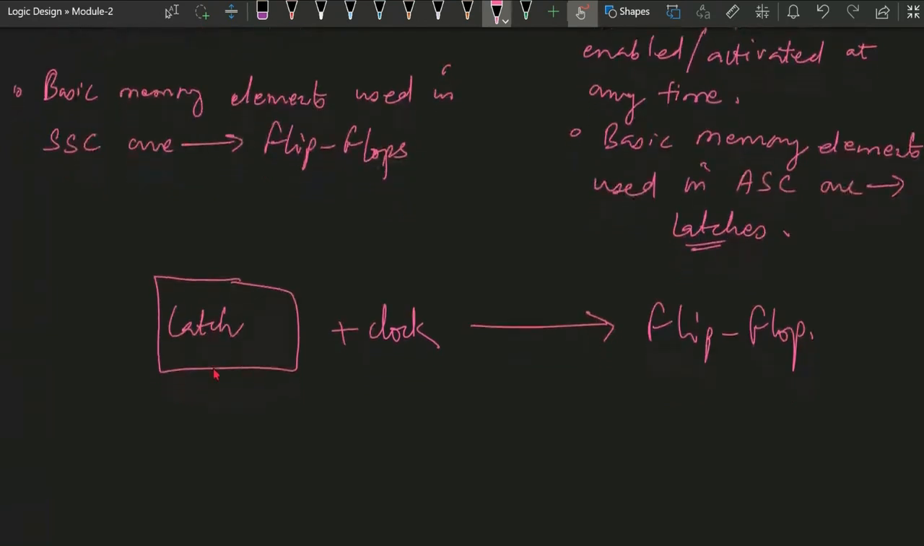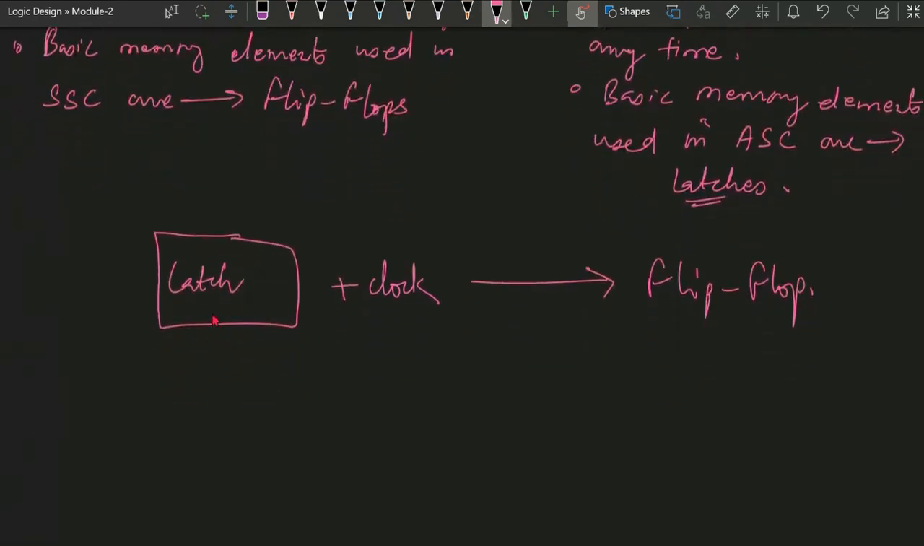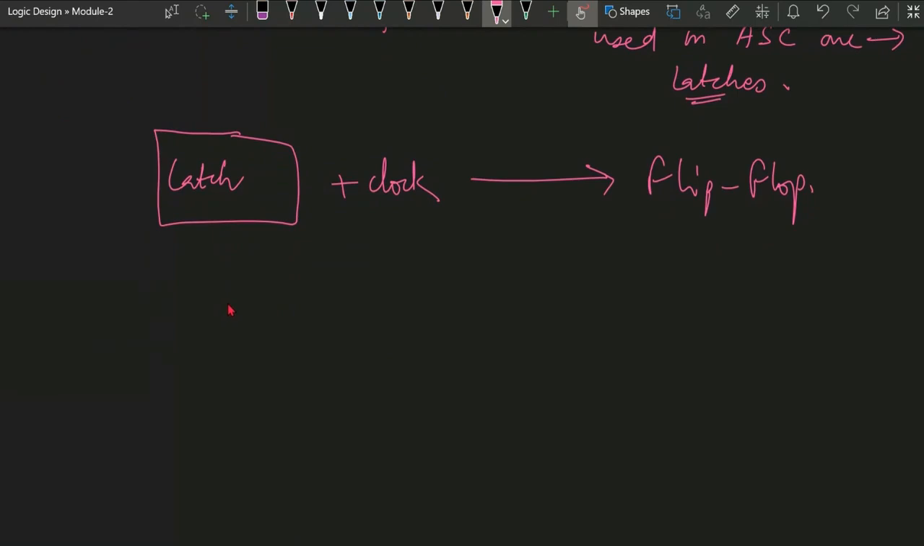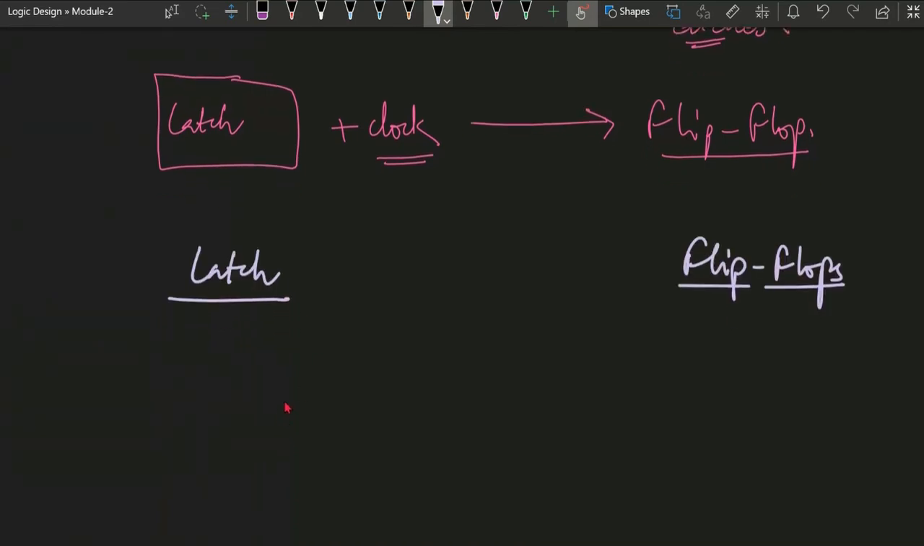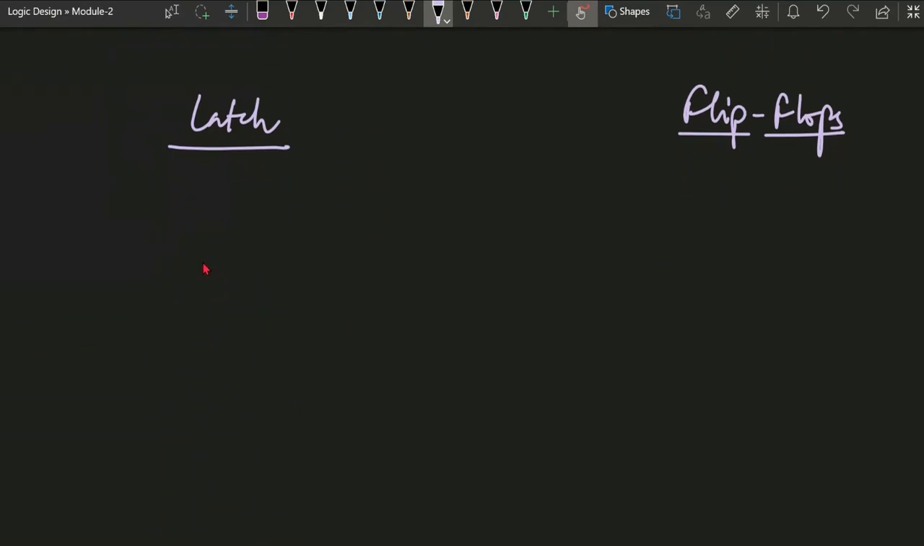Latch is the basic memory element. One latch will be storing one bit of information. Similarly, one flip-flop will be storing one bit of information. But a latch is a circuit that does not have a clock, and if a latch is added with a clock, it becomes a flip-flop. So what is the basic difference between latch and flip-flop? We will just draw the block diagram.